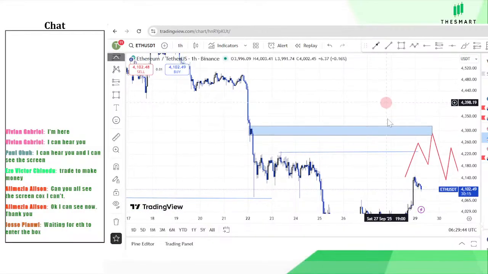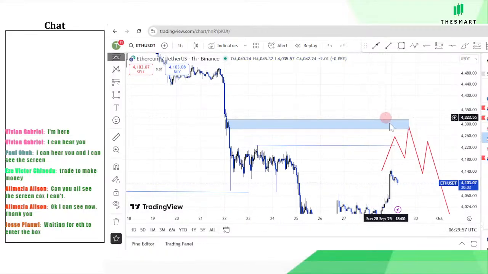You have this zone here, which we actually want to see price move into, take out all of this liquidity, and move into this zone. That's if the price is still bearish, and we get our entry confirmation on the 15 minutes to actually take this sell to the downside.